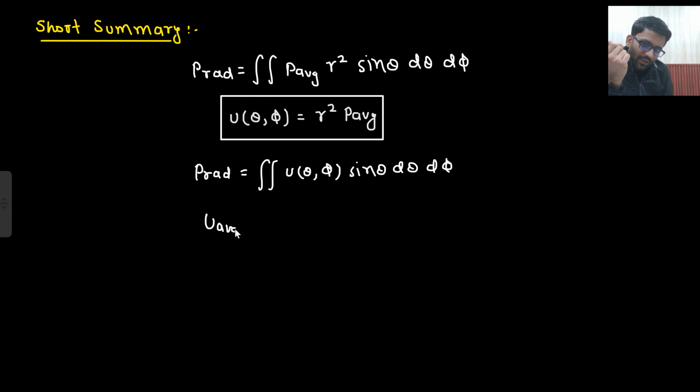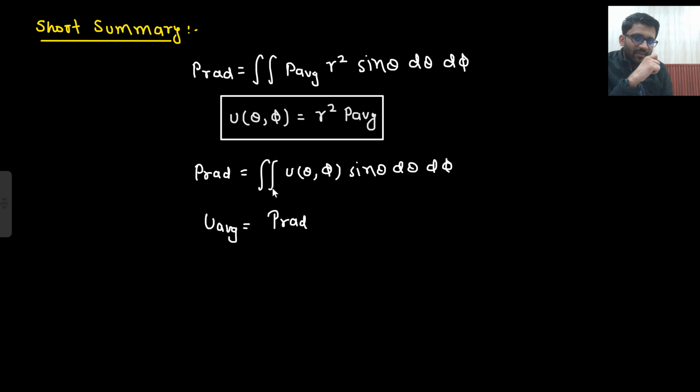So what is U average? For U average, this P radiated is there as it is. Now if I say U average, that means I will be taking U out, so my U(theta, phi) is not a function of theta and phi. If it is taken out, what does that mean? That means U is not a function of theta, phi, and it is your isotropic antenna. So it will become an average radiation intensity.